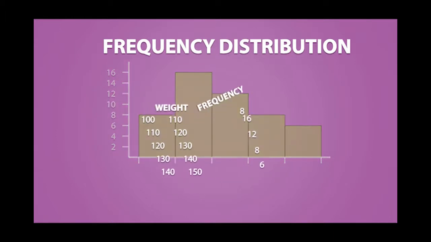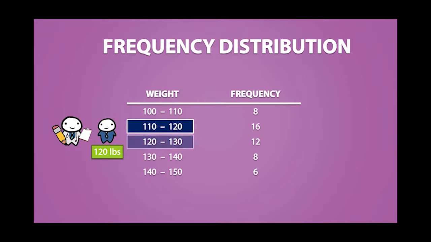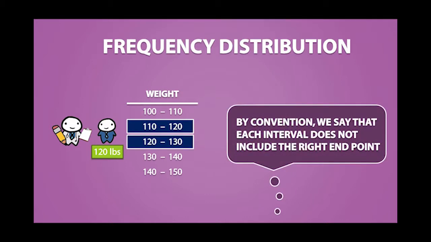Frequency distributions can be written in a table format, and they tell us how many data values fall within a certain interval. These intervals can be a little confusing. For example, if I recorded an individual's weight to be exactly 120 pounds, do I include them in this interval or this interval? By convention, we say that each interval does not include the right endpoint. So 120 is not included in this interval, and 130 is not included in the other interval. So in fact, 120 belongs to the second interval.